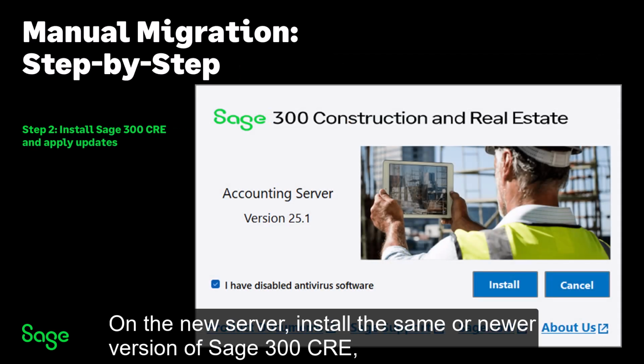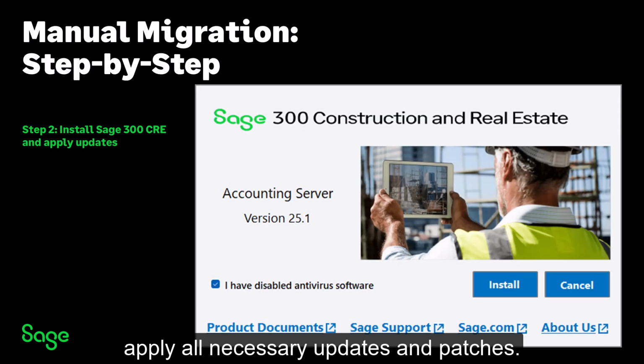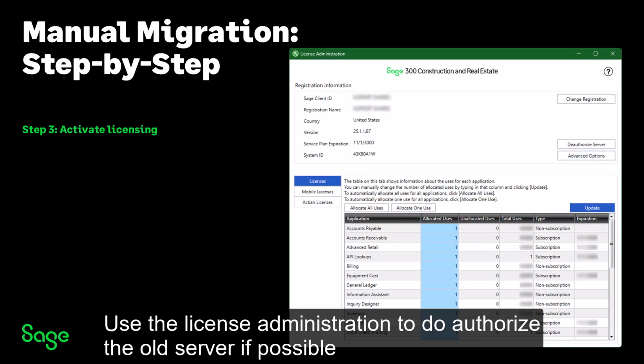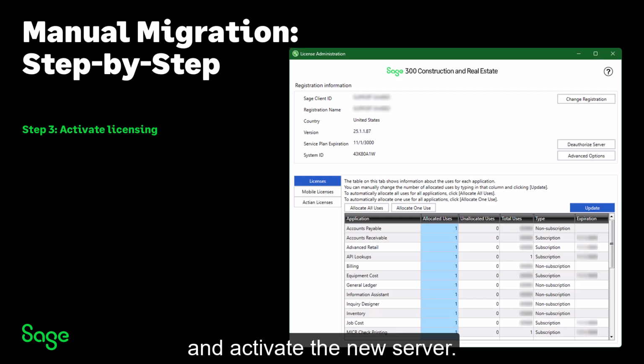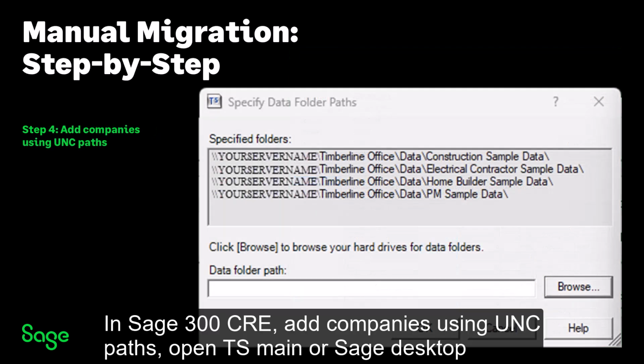On the new server, install the same or newer version of Sage 300 CRE. Apply all necessary updates and patches. Use the license administration to deauthorize the old server if possible, and activate the new server. In Sage 300 CRE, add companies using UNC paths.